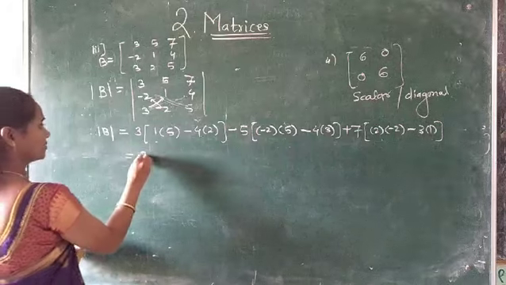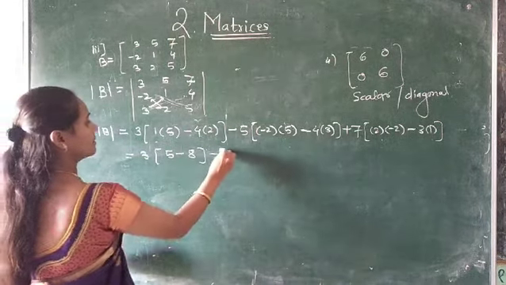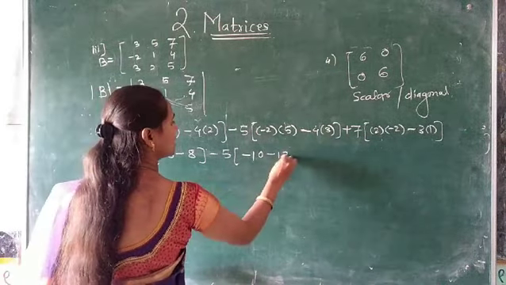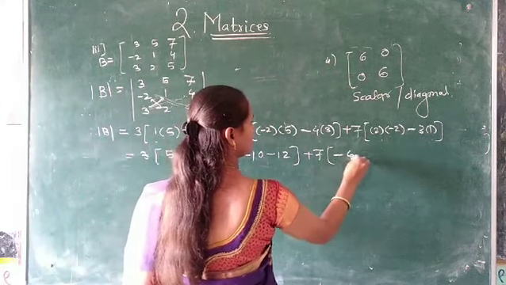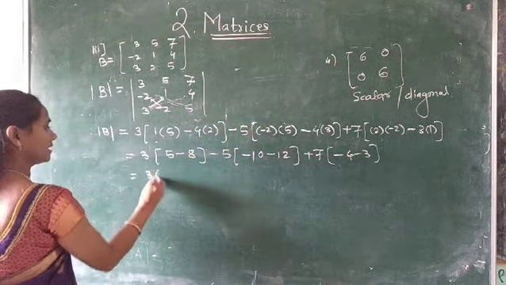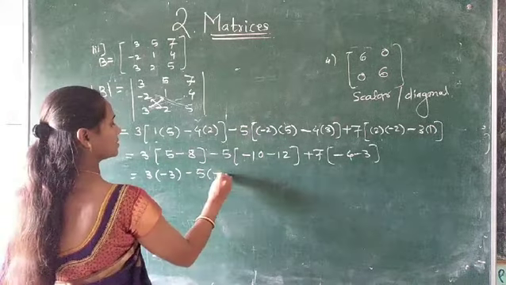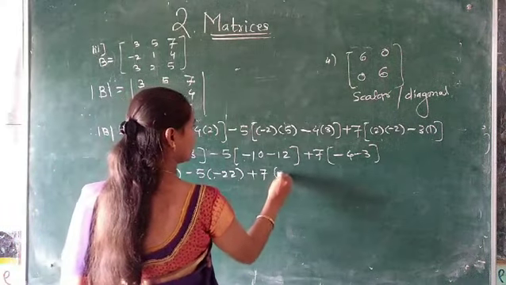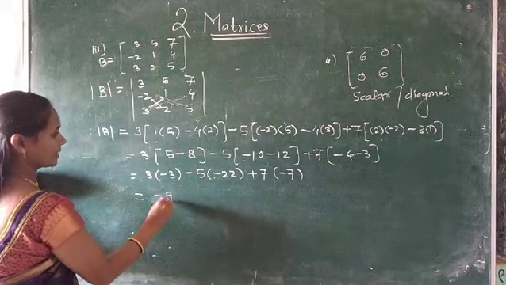Simplify. So 3 into 1 into 5, 5. 4 into 2, 8. Minus 5 into minus 2 into 5, minus 10. 4 into 3, 12. Plus 7 into 2 minus 2, minus 4 minus 3. 3 into 5 minus 8, minus 3. Minus 5 into minus 10 minus 12, minus 22. Plus 7 into minus 7. So 3 into 3, minus 9.